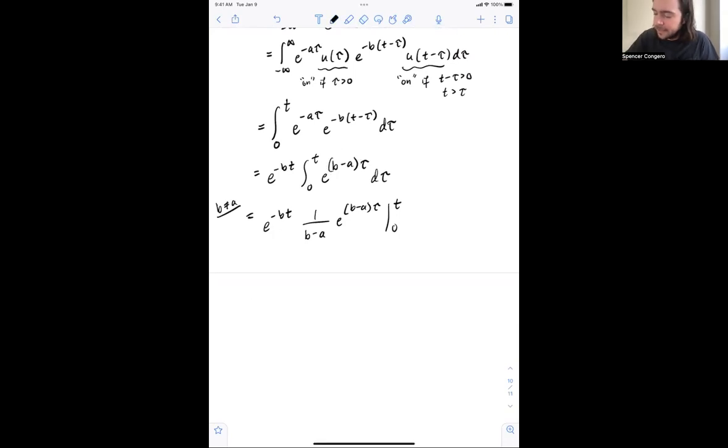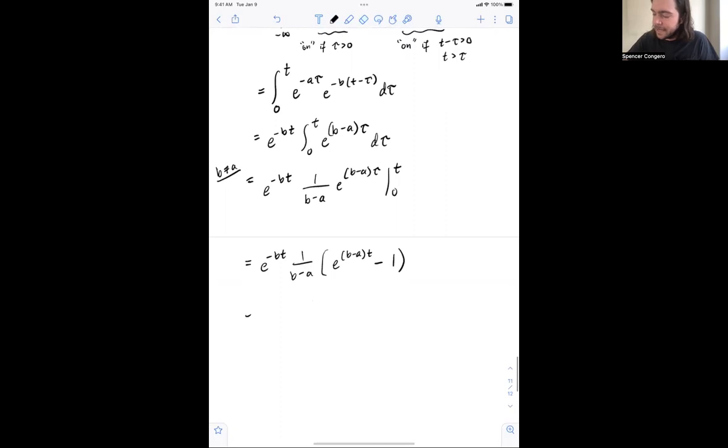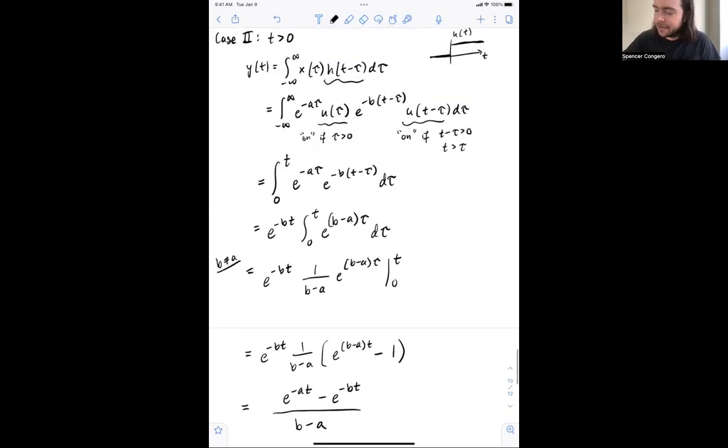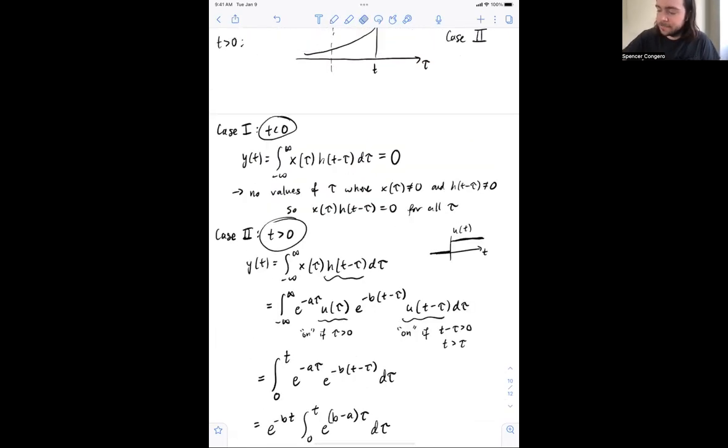Okay, and now I'll just plug in for those limits. So I get 1 over b minus a times e to the (b minus a) times t, minus what I get when I plug in 0, which is just e to the 0, which is 1. Now I can multiply e to the negative bt through both these terms, and it cancels the e to the bt here, so I'm just left with e to the negative at, and then minus e to the negative bt, all divided by b minus a. Okay, so there we go. We've done it. We found out what the convolution is in both of these cases.